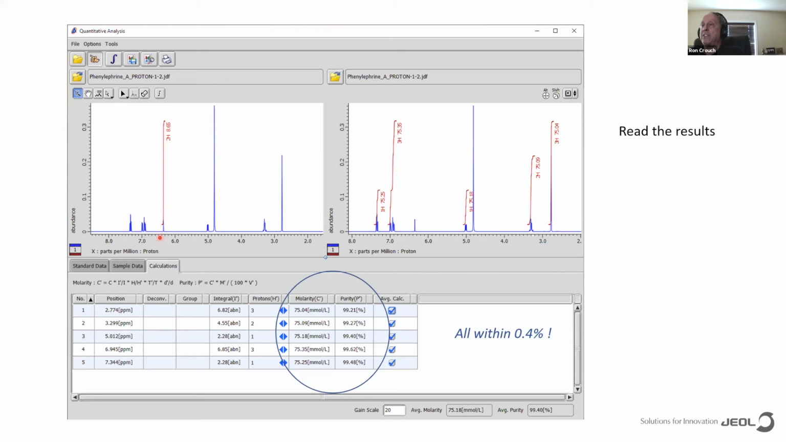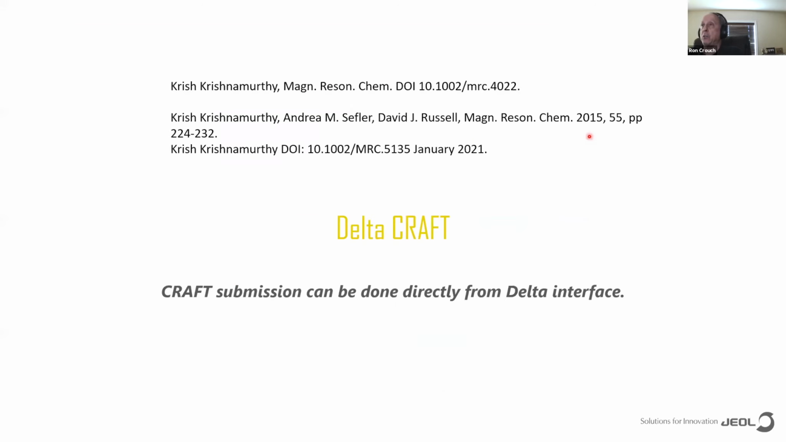You have, in this case, maleic acid as an internal reference. We compare it with a simple molecule. I have no idea what it is. Looks like it's phenylephrine. And we get the same concentration, all within 0.4%. So we have pretty reasonable confidence that that's a good answer.